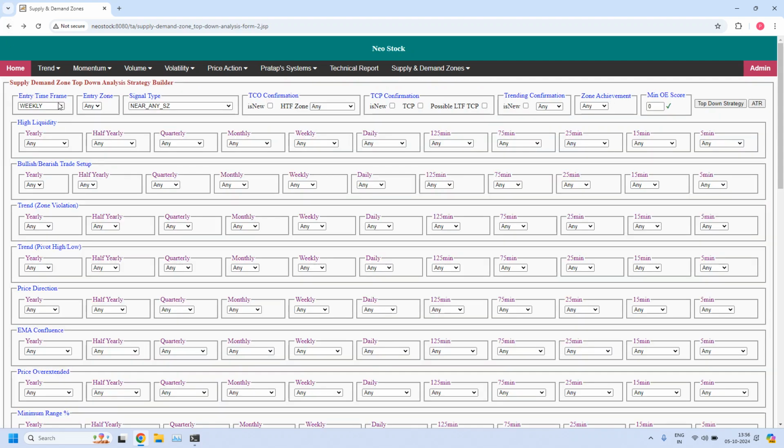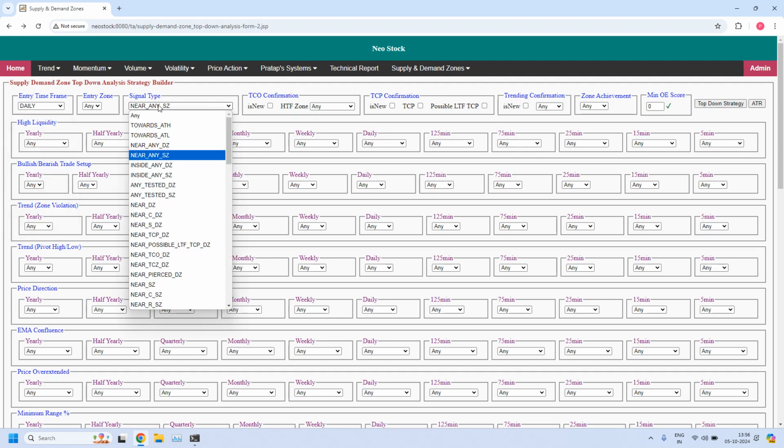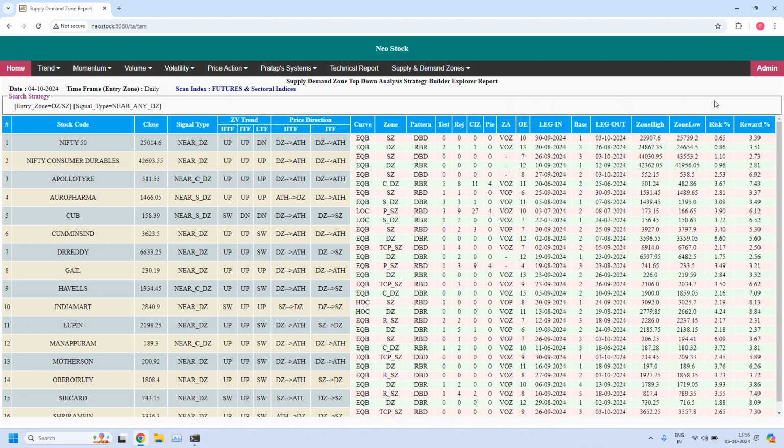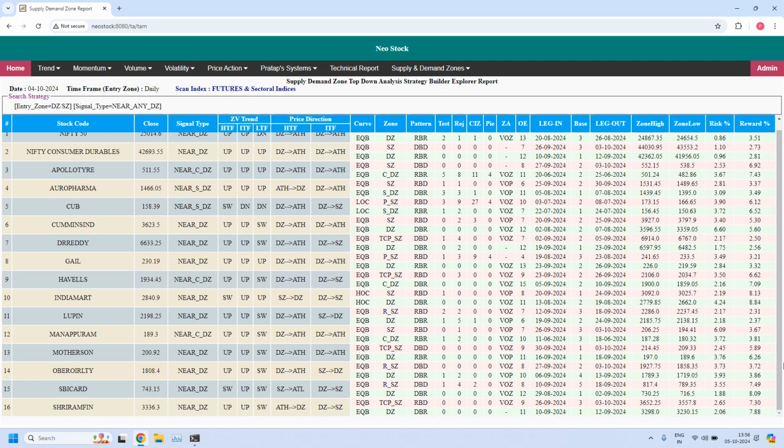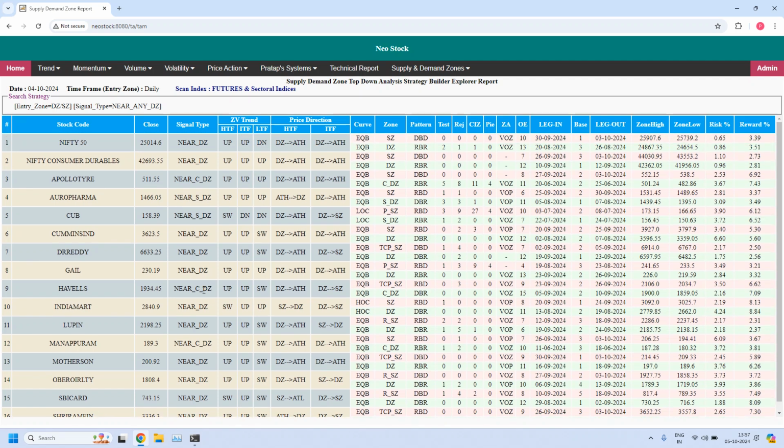Okay, next time frame is daily. Entry time frame daily. Let us find the stocks near the daily demand zone. So a good number of stocks are filtered. So total 60 stocks are filtered. I mean 16, not 60. Sorry for my mistake. 16 stocks are filtered. And let us identify high liquidity demand zones from this list.